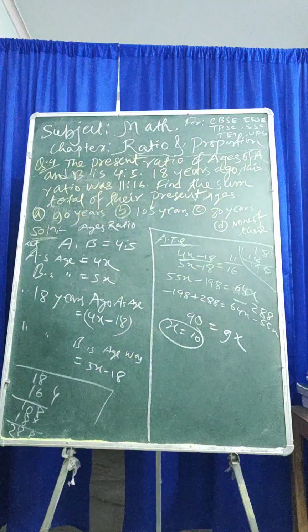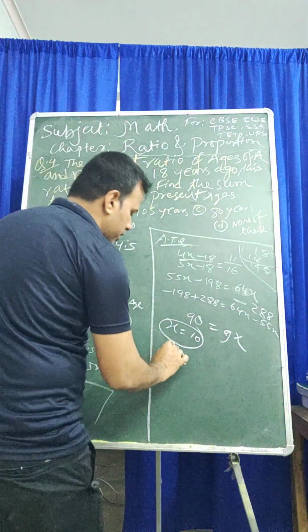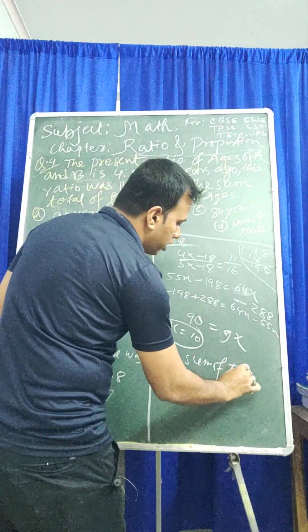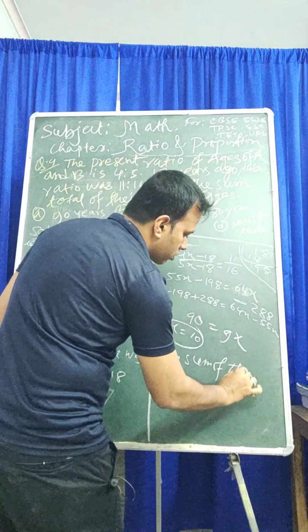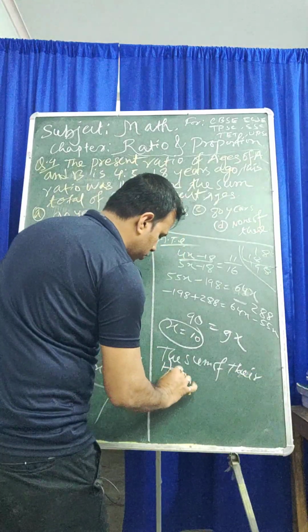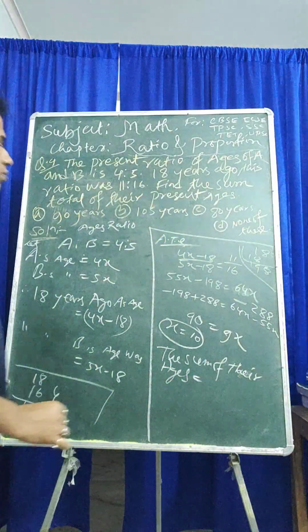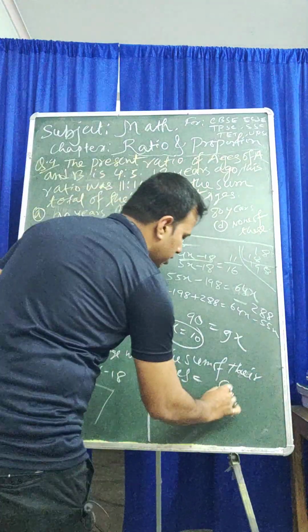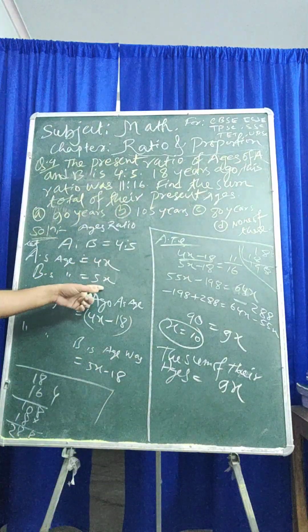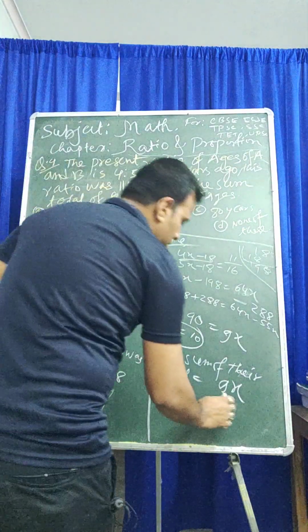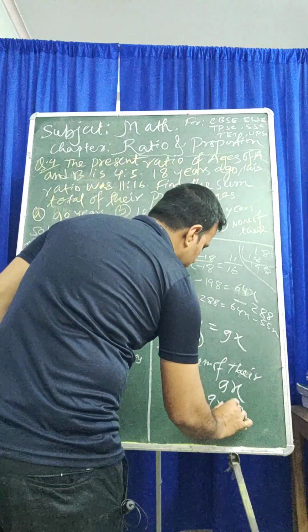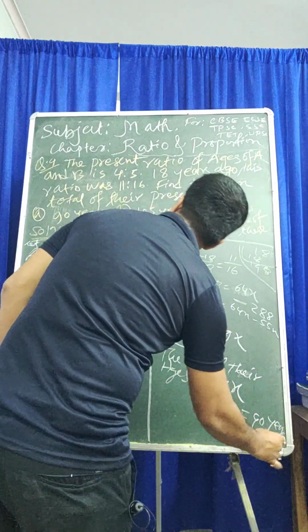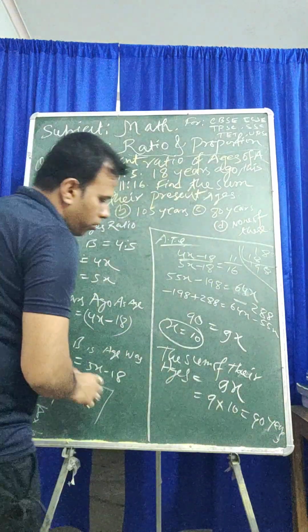Now the total, the sum of their ages, is equal to how much? That is the present age, that is 9x, 4x plus 5x, that is 9x. Okay, so 9 into 10, that is 90 years. So which option is correct? Option A is the correct answer.